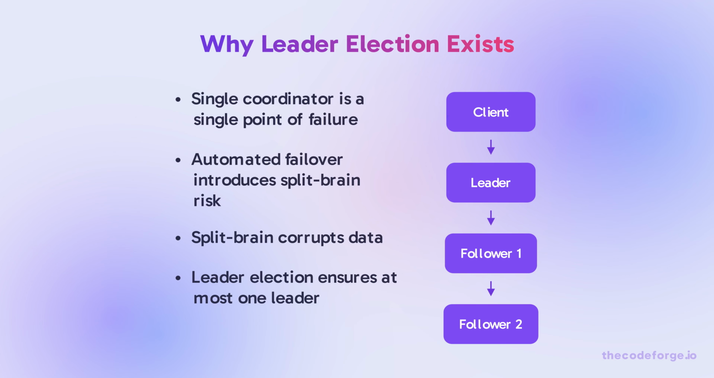Before leader election, distributed systems used a single coordinator. If it died, the system was down until manual recovery. Automation introduced split-brain. 2 nodes both think they're the coordinator. Leader election solves this by ensuring at most 1 leader at any time.